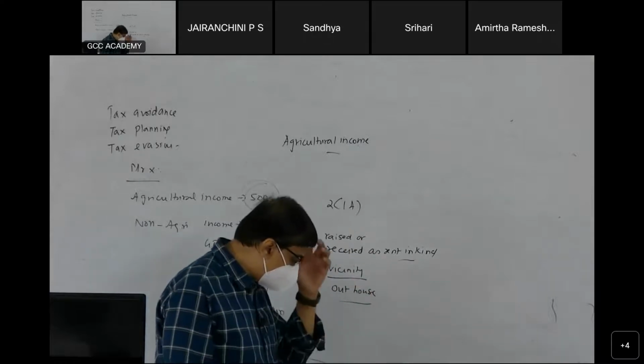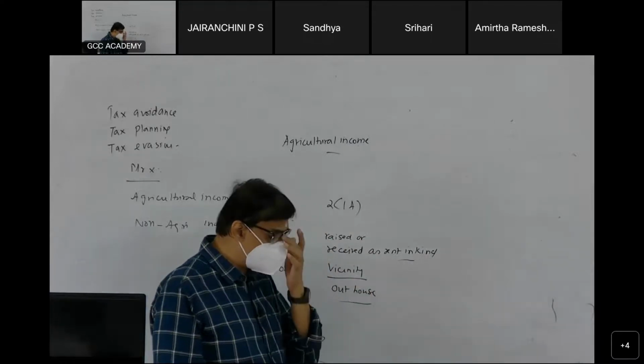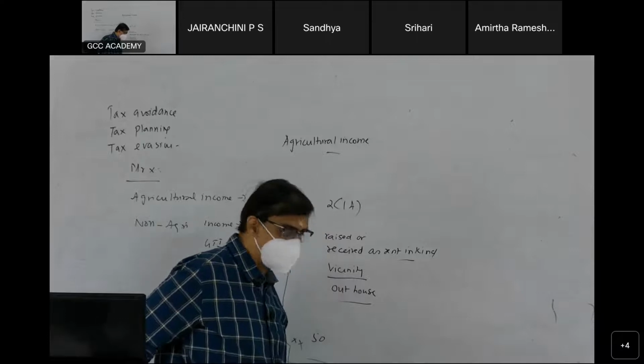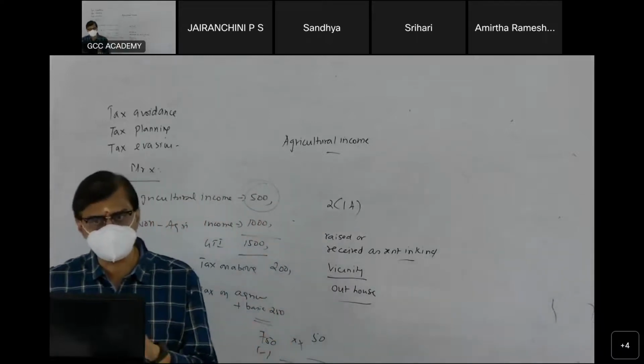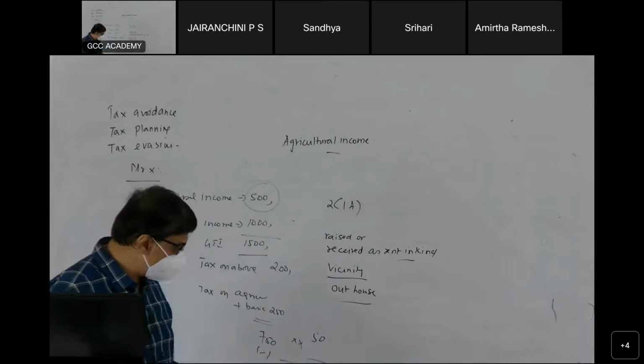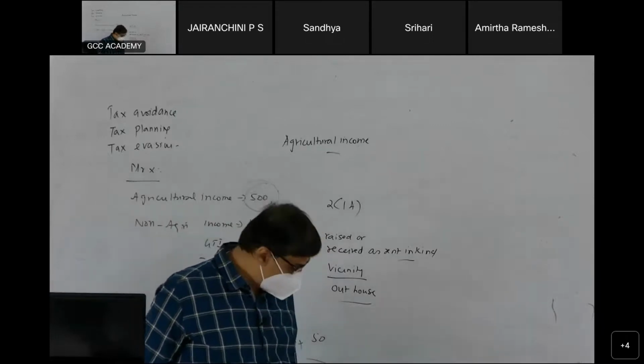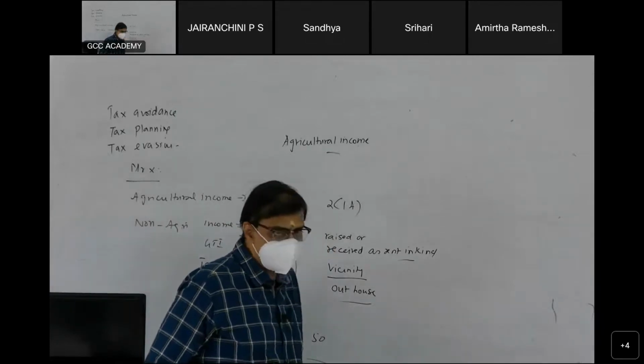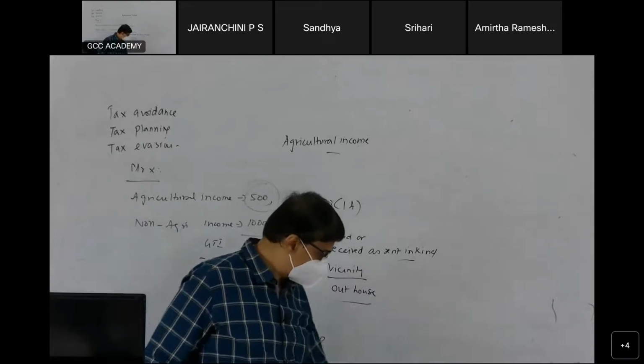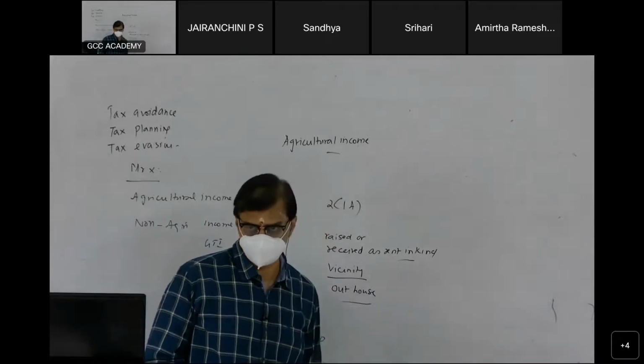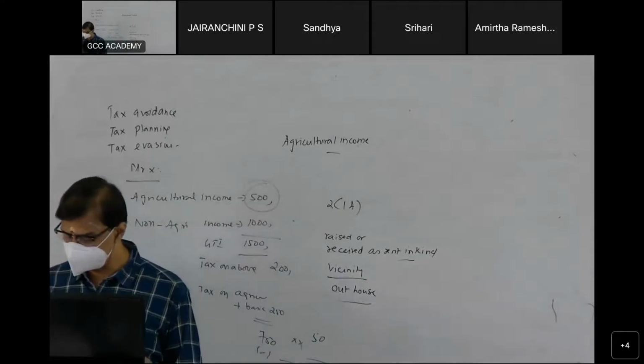So we need to be very clear as to what is an agricultural income, what is not an agricultural income. Anything to do with an agricultural activity is an agricultural income. If not, it is not. I'll give you some examples. Income from poultry farming. Is it agriculture or non-agriculture? Non-agriculture. Income from poultry farming.